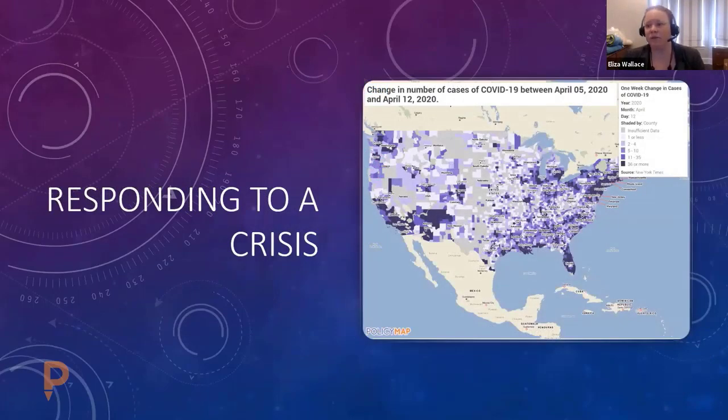So one of the things we've done, and you can see another example of that kind of thing, is that The New York Times has done some great work in pulling together as much reporting as they possibly can across the country of reported COVID-19 cases and deaths. So you can see here, I think this is showing the 1 week change in cases of COVID-19, and this is data that we're updating daily.